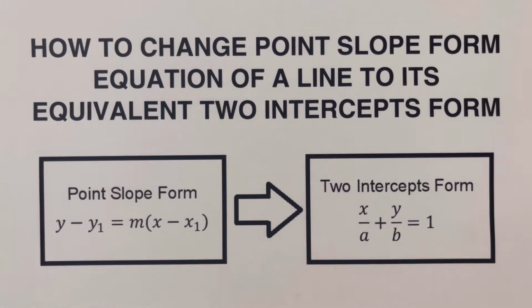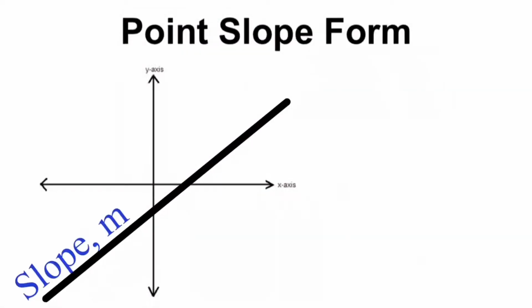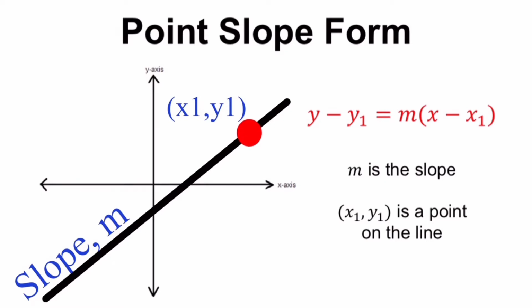Before we go over some examples, let's have a review on the basics of point-slope form of a line and the two-intercepts form of a line. So if we are given the slope of a line and a point, we label this as x1, y1. We can go ahead and determine the equation of this line by using the formula y minus y sub 1 equals m quantity x minus x sub 1, where our m is the slope and the coordinates x sub 1, y sub 1 is a point on the line.